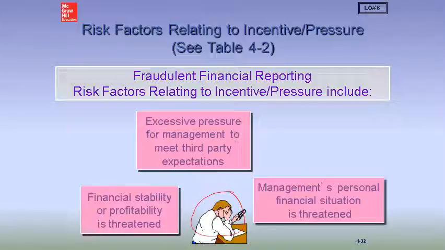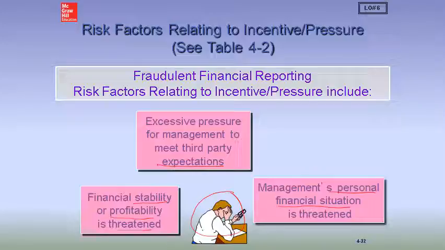Now, when we look at these different things, incentive and pressure, and I think this person is having pressure, and this is really what it is. There's pressure to meet the press releases in terms of what our earnings are going to be. Financial stability is threatened. Okay, profitability is threatened. Management's personal financial situation. Okay, again, these are all pressures. Incentive is basically thinking that you're going to get some sort of bonus or something if you show a better net income. So all of these are incentive and pressure.